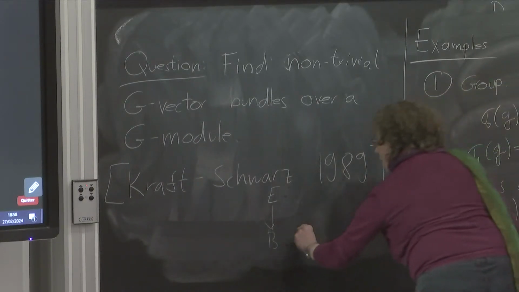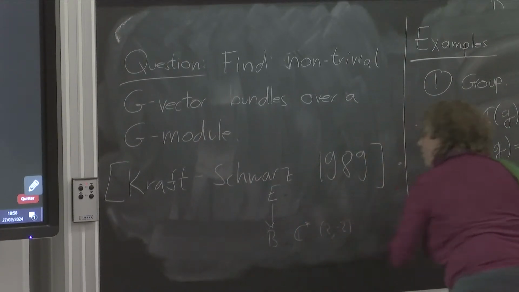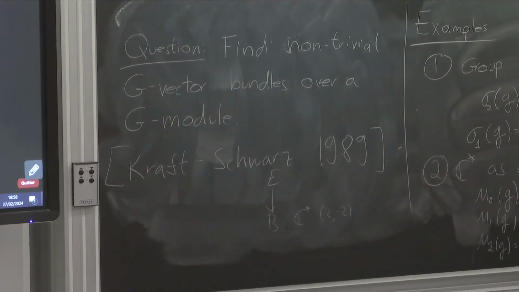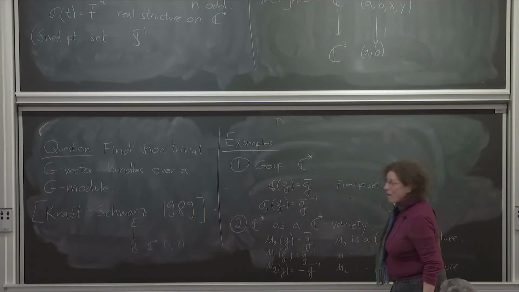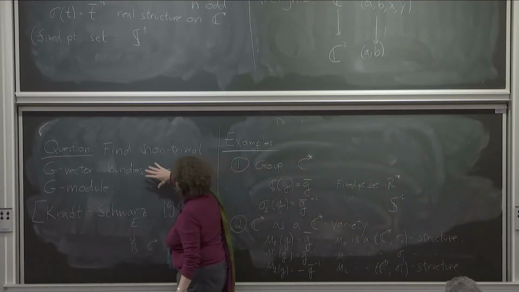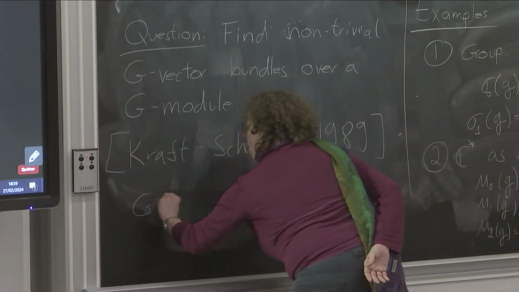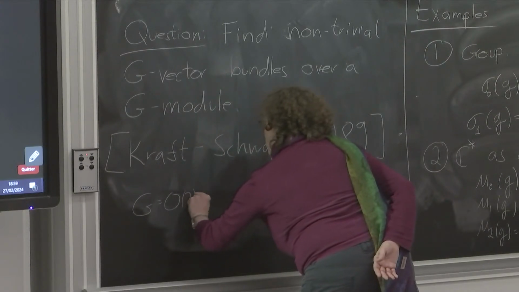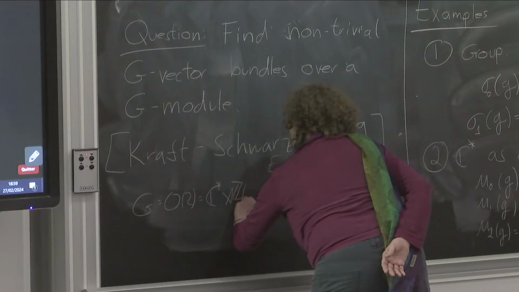So for me here, the base is C star with base 2 minus 2. And E is a vector bundle over it. Okay? This is a trivial one, right? But what they did is they found non-trivial G vector bundles, for example, for G being O2, which is C star cross Z2.